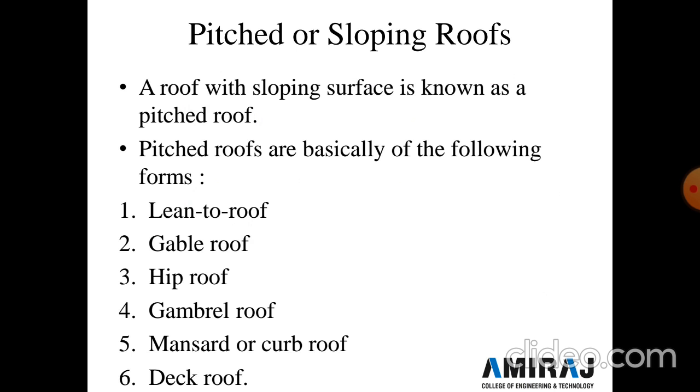A deck roof has a slope in all four directions, and a deck or plane surface is formed at the top. So it is one type of mansard roof. Here a flat surface is provided on the top side.